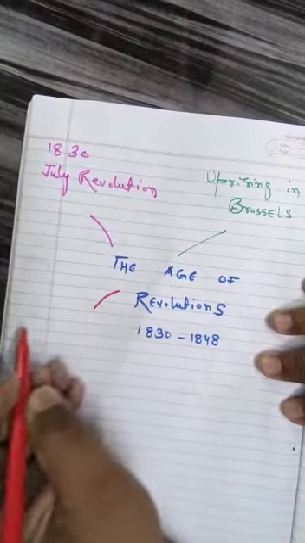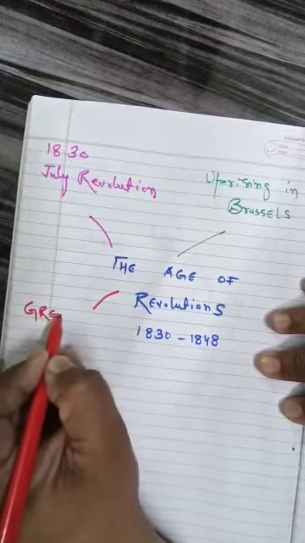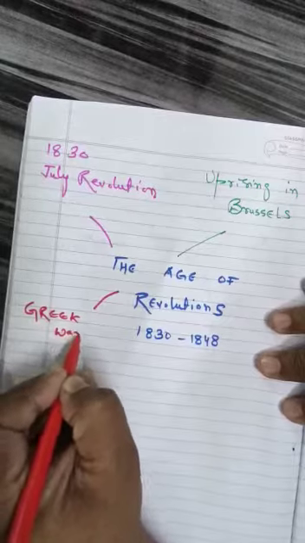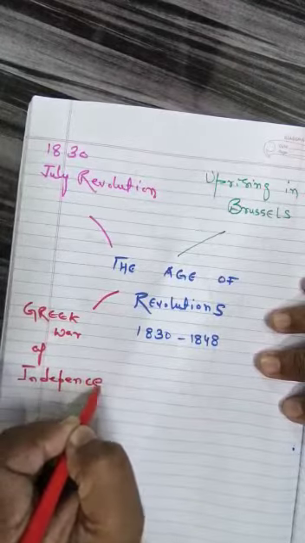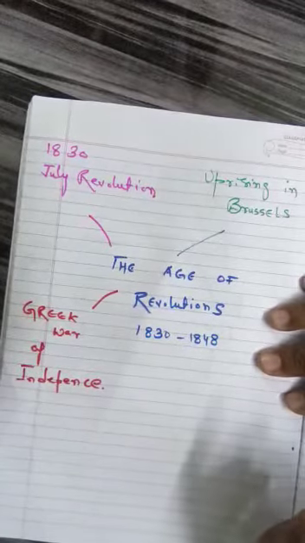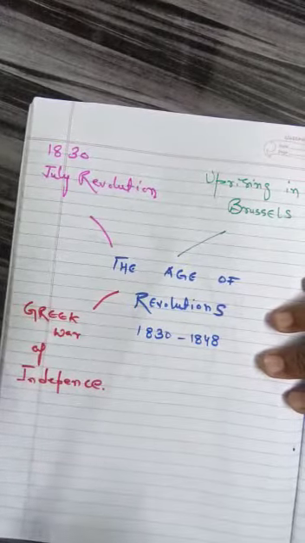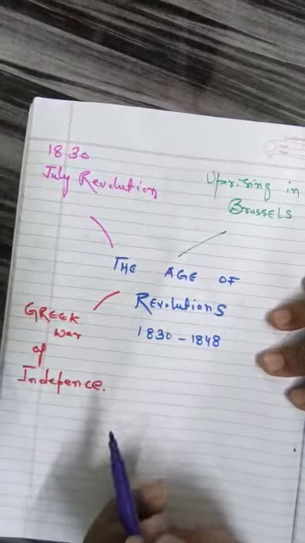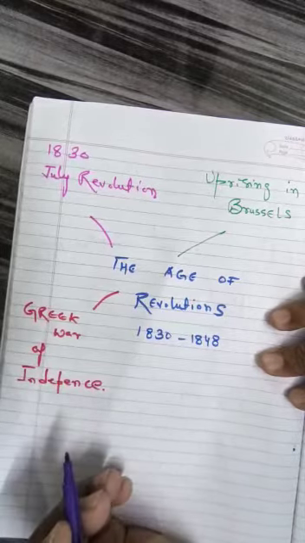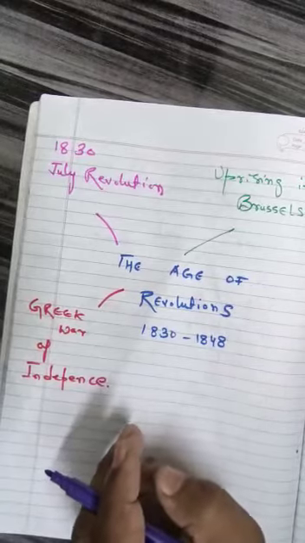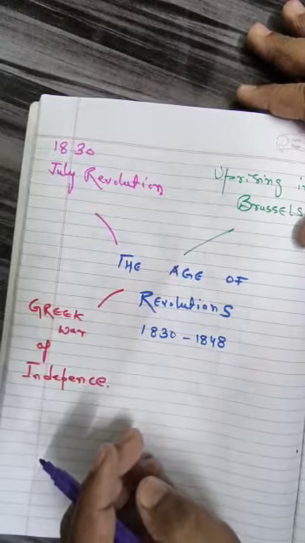We move on. Greek War of Independence. Greece was under the Ottoman Empire since the 15th century. The struggle for independence among Greeks started in 1821, and it was by the Treaty of Constantinople in 1832 that Greece became an independent nation.